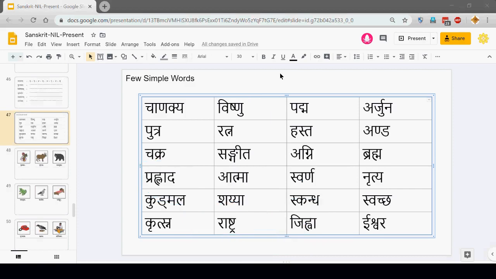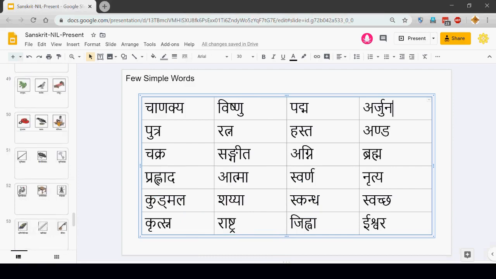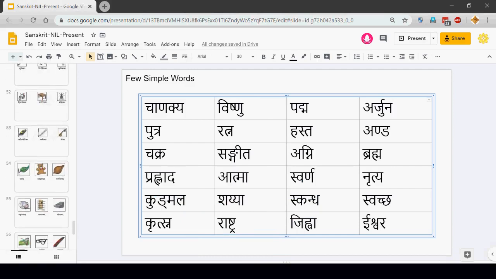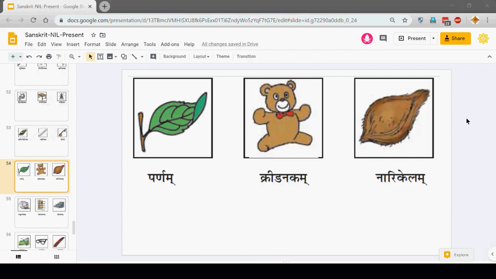The same concept here. Going from top to bottom, the hook indicates the consonant ra sound, so it should be pronounced first, and then na. Parnam. The hook is on top of na, but the hook is pronounced first. Paranam is a leaf. Okay, next one.